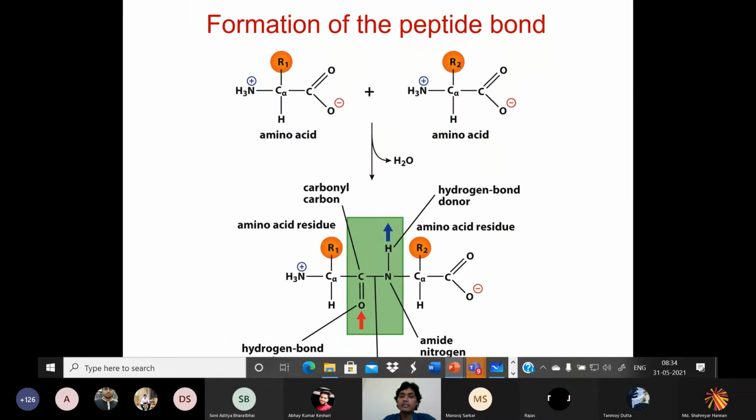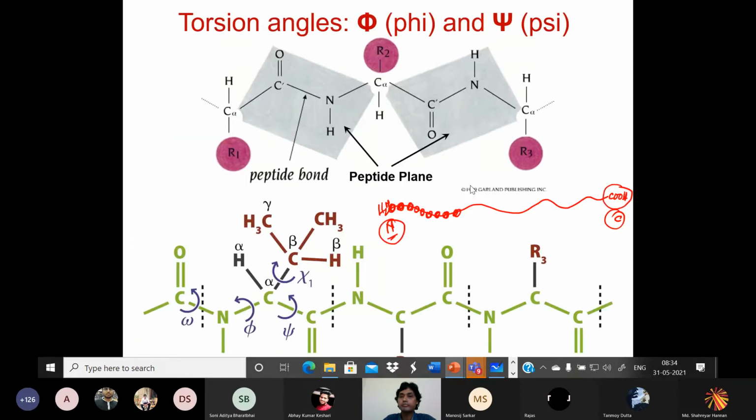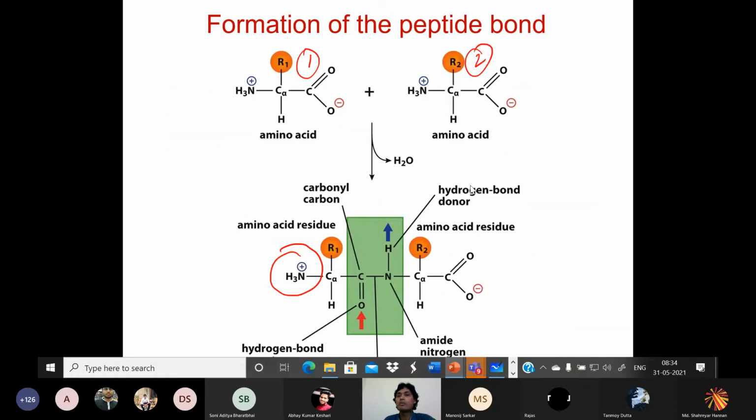How is it formed? Just see here. Here you have amino acid number 1 and amino acid number 2. When they make a peptide bond, you have the NH3 group here, the carboxyl group here, right? Add another one here, a third amino acid. So it will be added, okay. And then again you will have COO minus here. So again, you have to add another one, right?